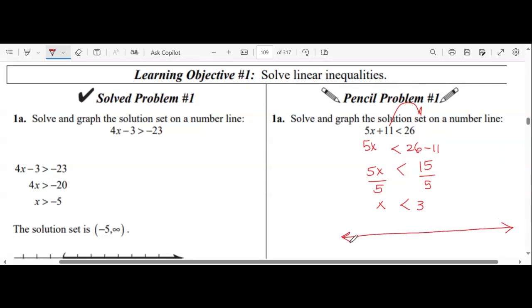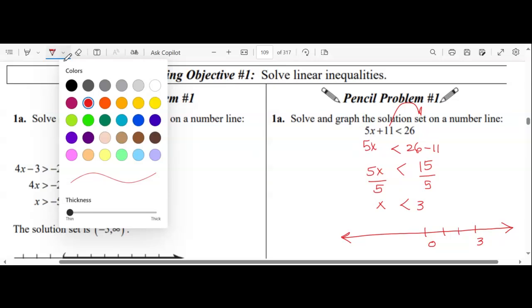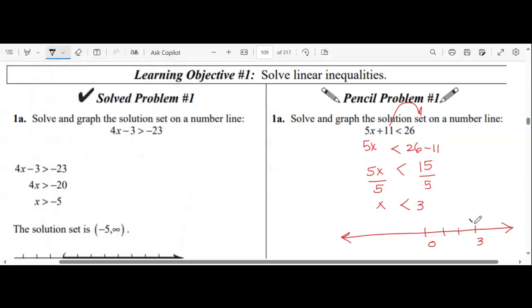Where is 0? Here. Where is 3? 1, 2, 3. 3 is here. So is it going to be open or closed? Open. So it's going to be like this. This is called open. From 3 to where? Negative infinity, because it's less than, right? Is this clear?